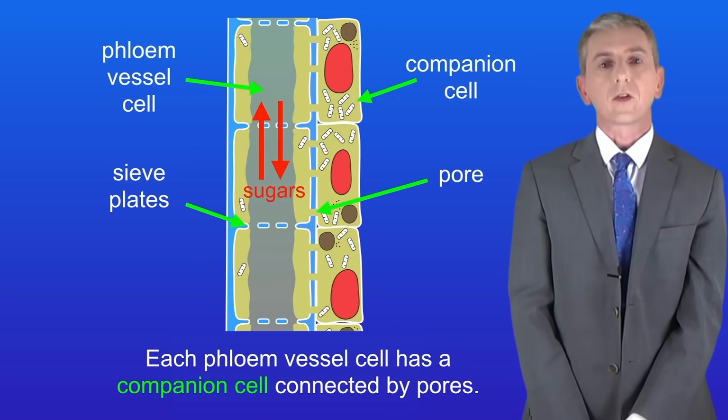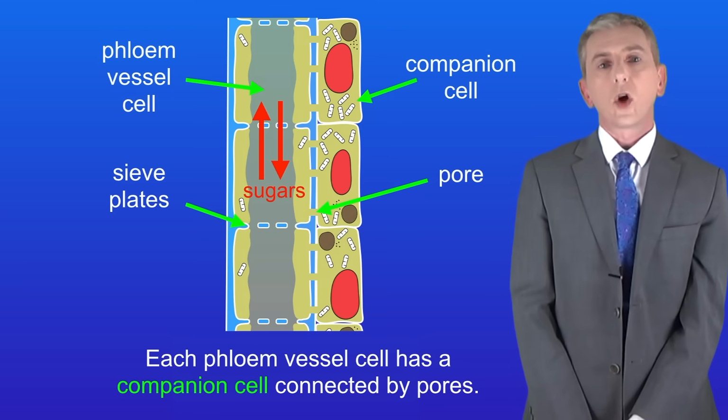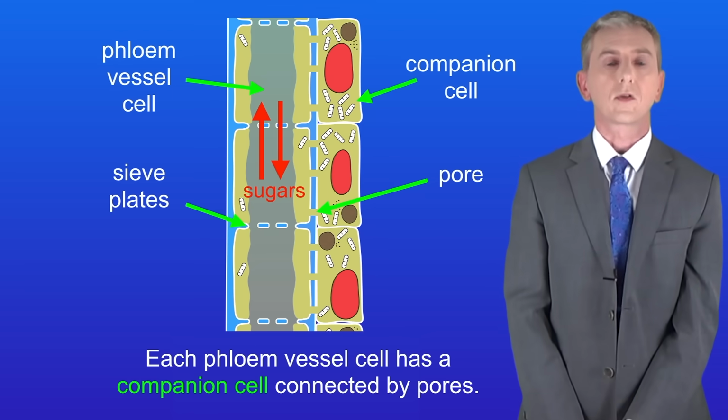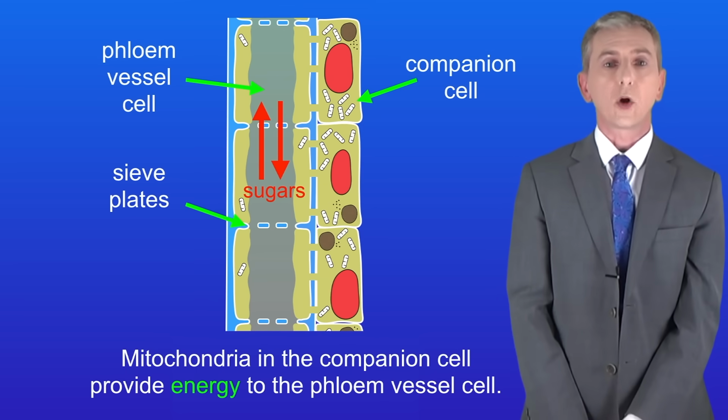Because phloem vessel cells have got very limited cytoplasm, they haven't got many mitochondria, so each phloem vessel cell has a companion cell connected by pores. Mitochondria in the companion cell provide energy to the phloem vessel cell.